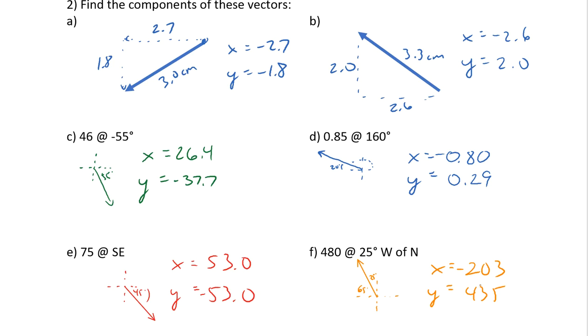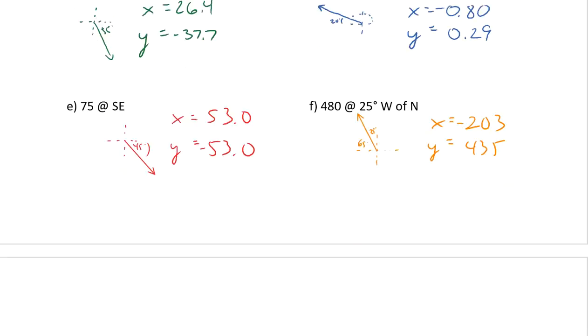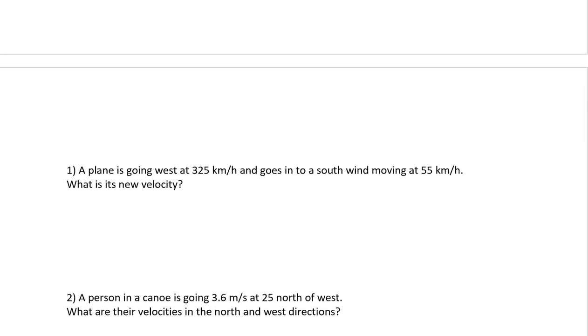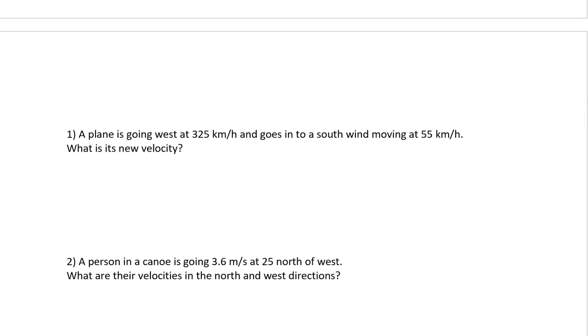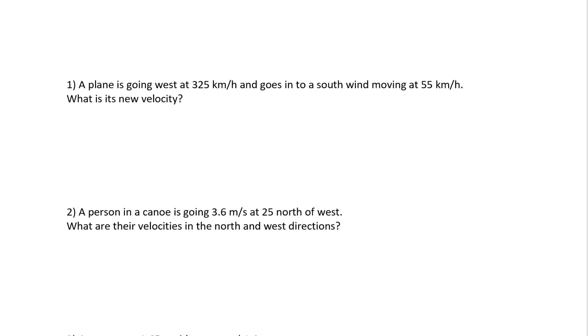Okay, all right, so let's do some more questions with this type of stuff, except actually applying it possibly to sort of like some little situations and stuff like that. Okay, so first one here, a plane is going west at 325 and goes into a south wind moving at 55. What is the new velocity of the plane? Okay, so we're actually trying to apply some vectors here and sort of see how this type of stuff actually works and how we can actually use it for stuff.